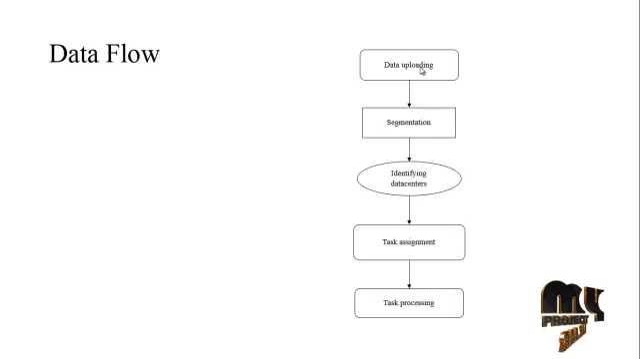In the project data flow, first, we want to upload the data. We can upload any kind of data, for example a text file, document, or image files. In this process, we are taking a text file as an example. After the data upload, the segmentation process can be done.